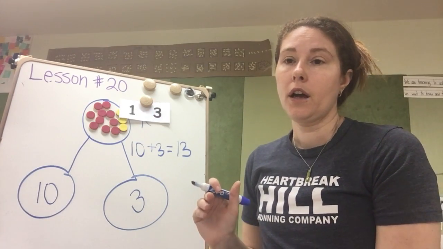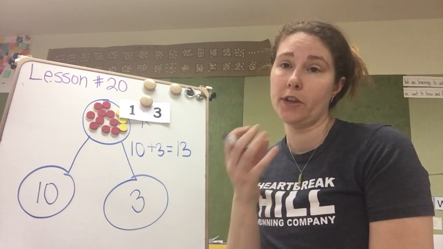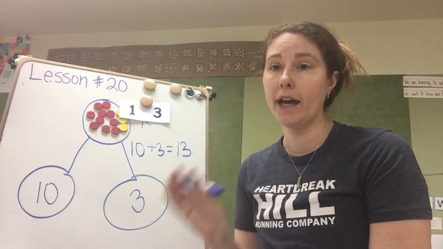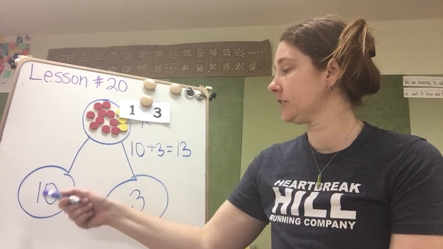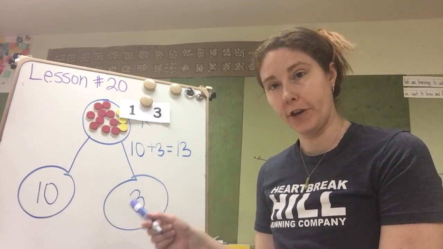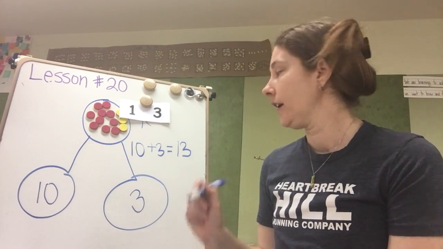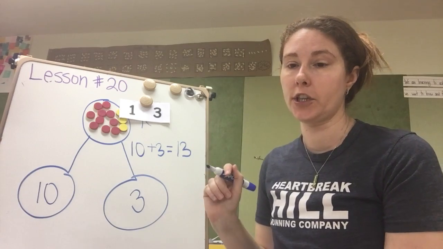Now, I'm really trying to emphasize the importance of starting with the group of 10, not 3. Because if you weren't sure, it's much faster to go skip 10, 11, 12, 13. That's the fastest way. So we're going to keep our math equation at 10 plus 3 equals 13.